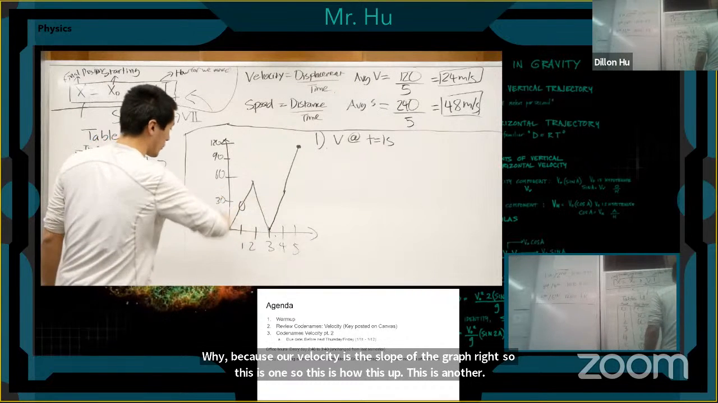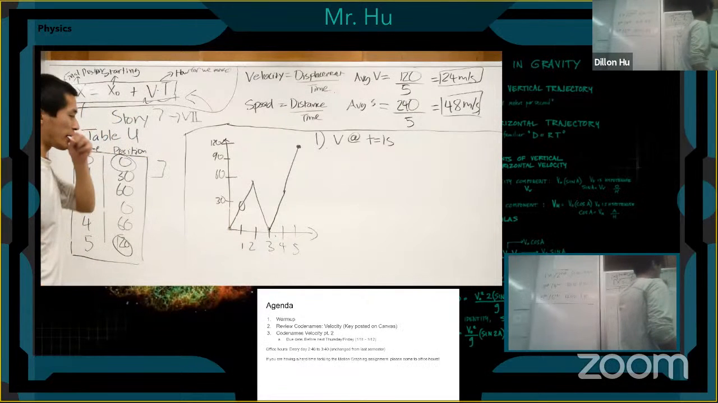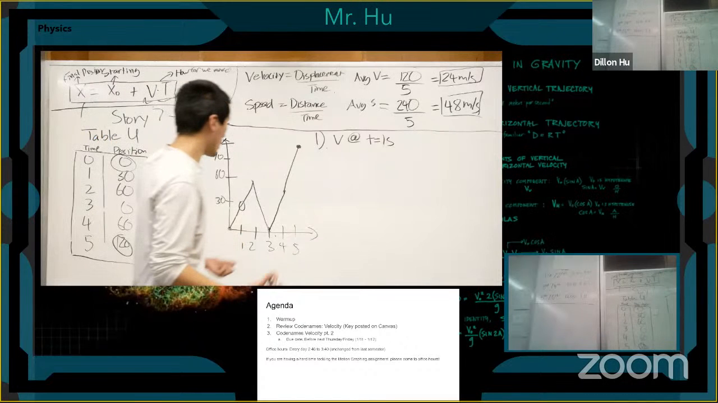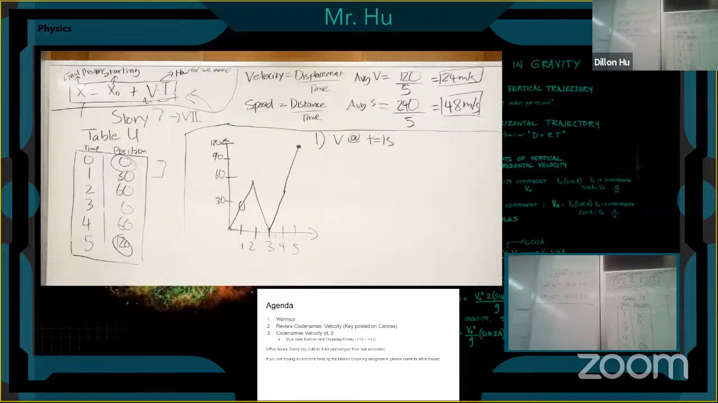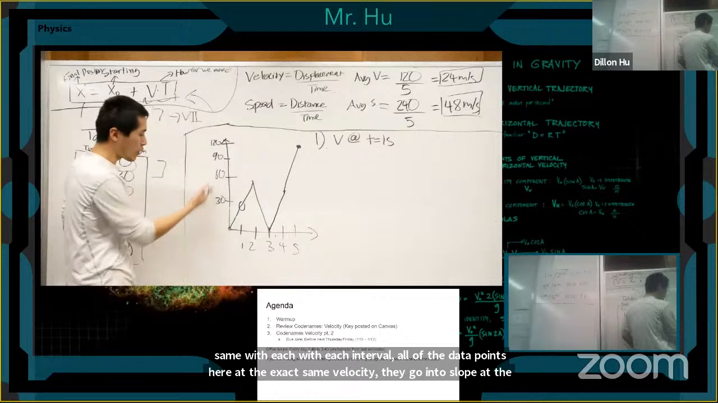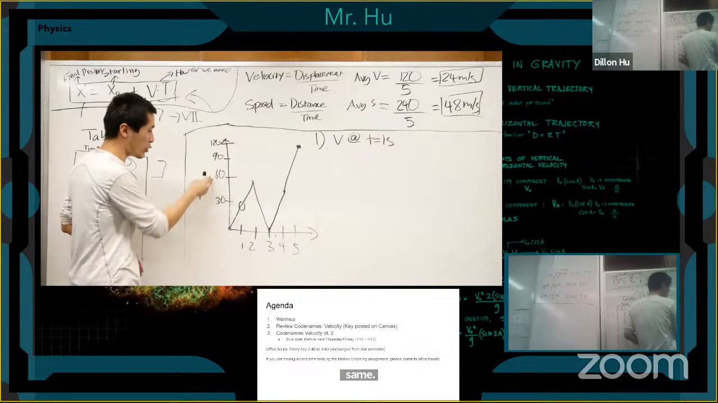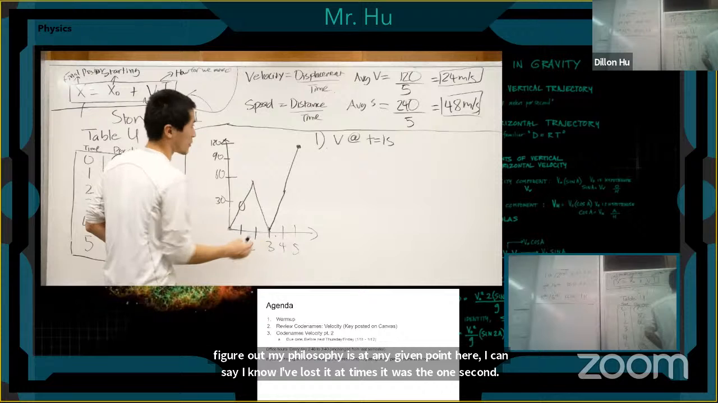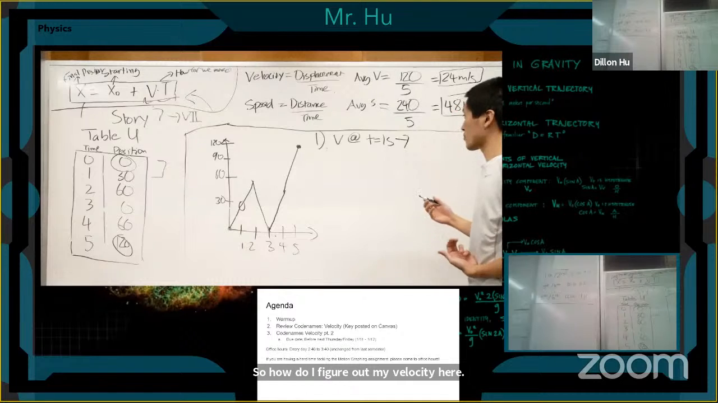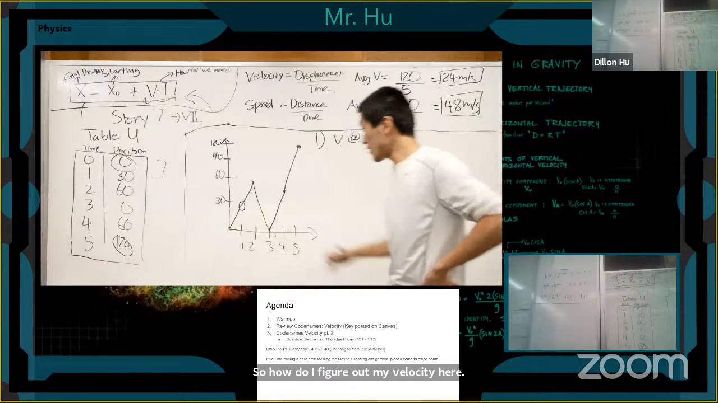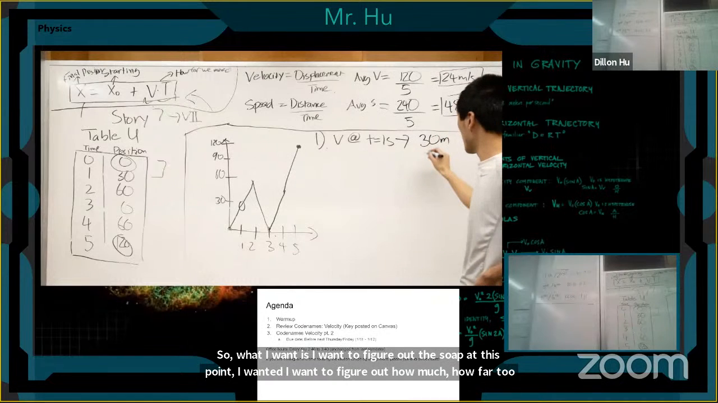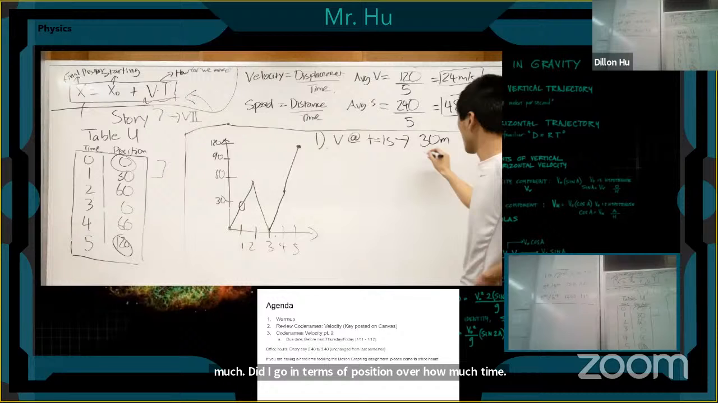So as long as I can figure out what my velocity is at any given point here, I know my velocity at time equal to 1 second. So how do I figure out my velocity here? I want to figure out the slope at this point. I want to figure out how far did I go in terms of position over how much time. So for my velocity at time equal to 1, I want to know how far I went in that time. I traveled 30 meters, position changed by 30 meters in 1 second. So this makes my velocity just 30 meters per second.